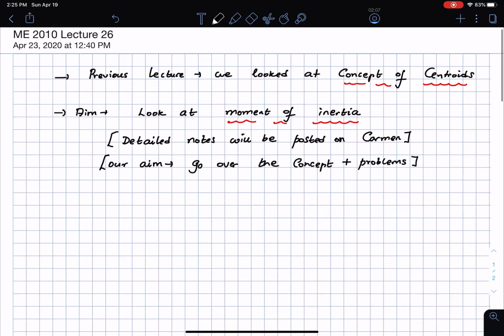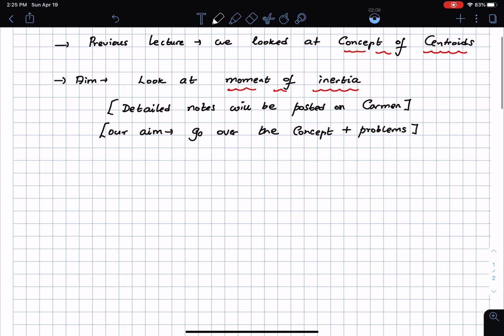Okay, so first of all, we will very quickly define what is meant by moment of inertia, and then we will have certain mathematical definitions for this, and then we will get used to what is called the parallel axis theorem, and then we will start solving some problems. So first we will define moment of inertia.